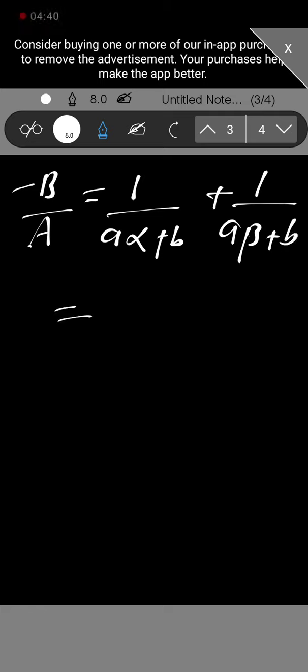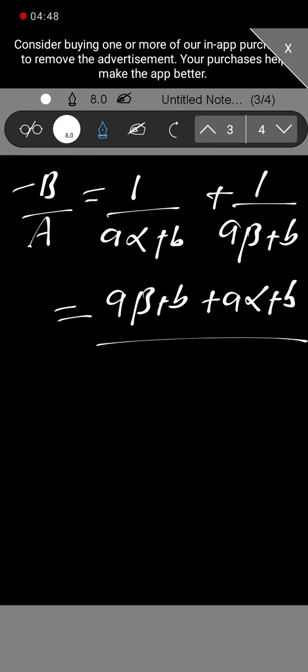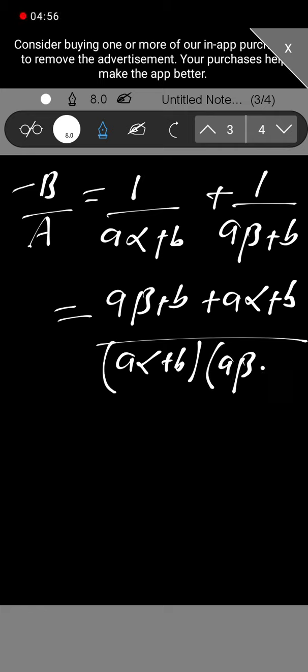So let's add them. When we add them, we get a alpha plus k b plus a beta plus k b. Division by, just multiply them, and what we get, just observe. Don't multiply, just write it this time, because I'm going to tell you something extra so that we can reduce our calculation. So here we have this is minus k b by a.